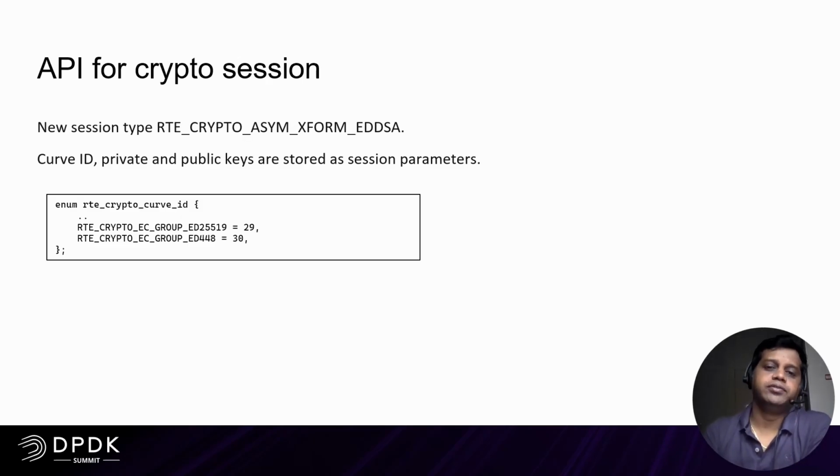Getting into details of implementation, to manage EDDSA specific crypto session, new enumerations are added following standard specification from IANA TLS supported groups. They are curve ID 29 and 30, 29 for ED25519 and 30 for ED448. So when we create a session object, we need to use one of these curves.